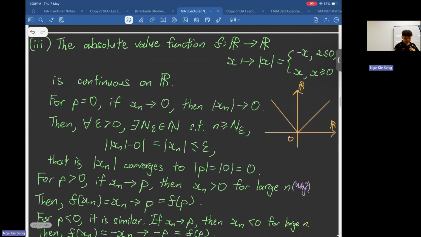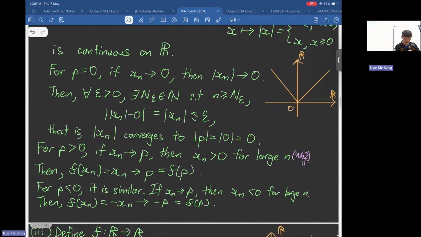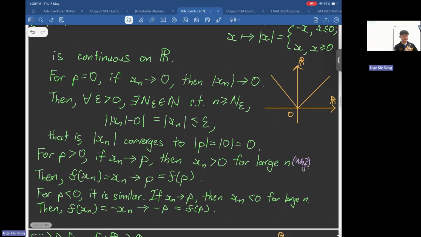Another thing is the absolute value. Absolute value is continuous. It's a very good exercise to try and do this. You should do it. Basically, you split into 3 parts to show. You can see that there are 3 kinds of calculations.